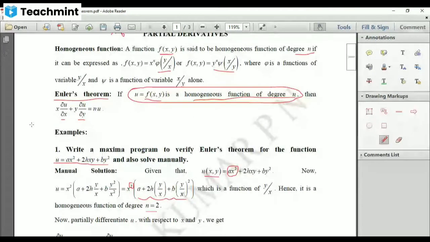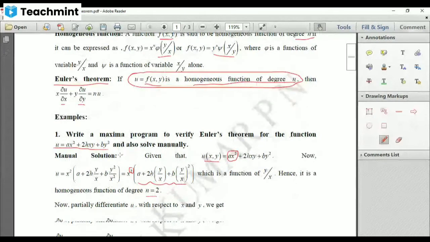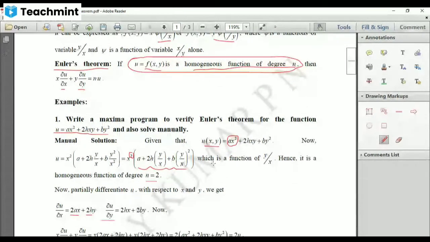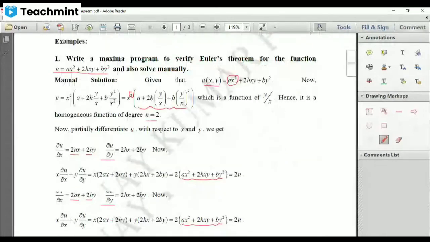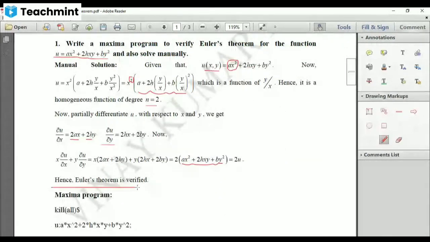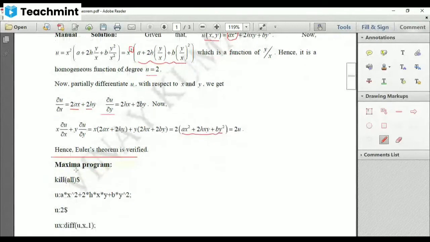See, x into ∂u/∂x plus y into ∂u/∂y is equal to, what is the degree of this function? It is 2. So 2 into u. Hence, Euler's theorem is verified. So whenever they ask you to verify Euler's theorem, you have to do this. Right? Now, how to write a Maxima program for this?